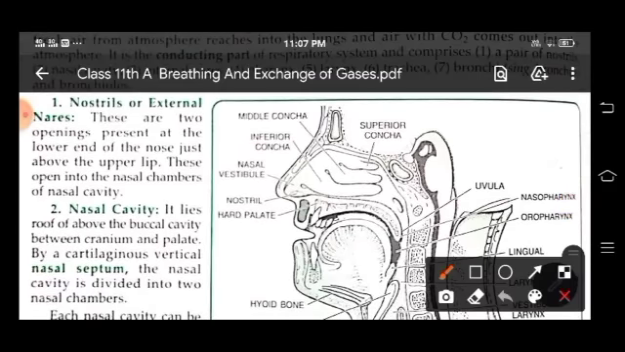Nostrils are the external nares, which are two in number, and they are present at the lower end of the nose, just above the upper lip. Now they open into the nasal chambers of the nasal cavity.